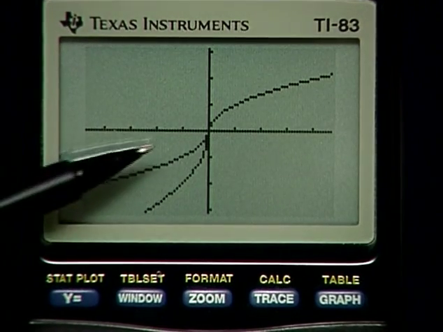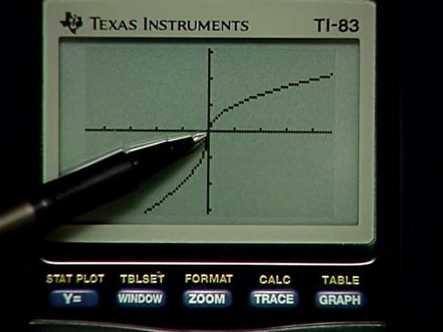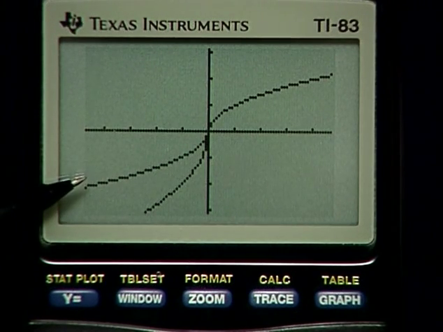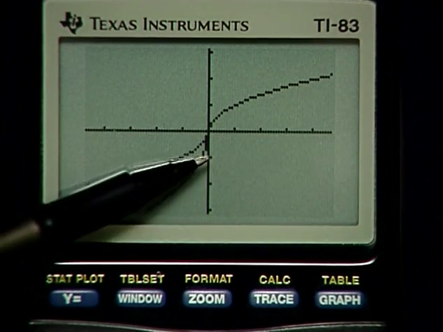This is the negative of the negative, the negative of the square root of negative x. And this is just negative 2 times the square root of negative x. That's what this one is.